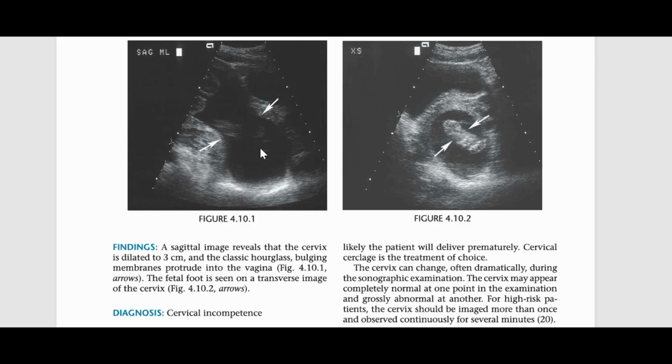Showing ultrasound, sagittal image of the uterus and the cervix. This is the area of the cervix, revealing that the cervix is dilated up to 3 centimeters. Can you see the cervix here? This is the cervical canal, dilated up to 3 centimeters with the classic hourglass. This is the classic hourglass. Dilatation of the cervix.